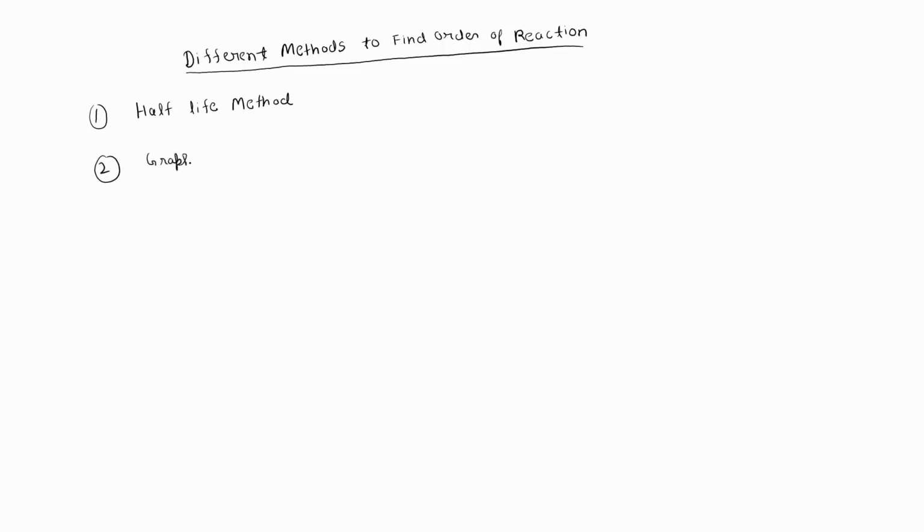And actually, when we talked about zero order, first order, or nth order kinetics in the previous lecture, we talked about the graphs of each order of reaction. So this is actually covered, but I will give you the essence of how to get order of reaction from the graphs. Third is the integrated rate law method, which is also called the hit and trial method.